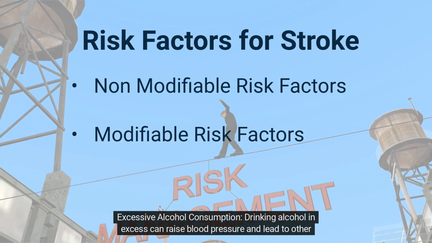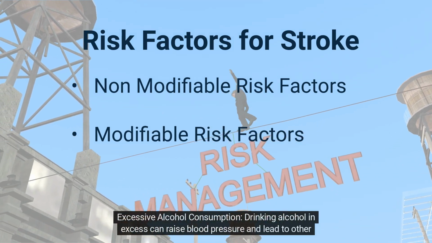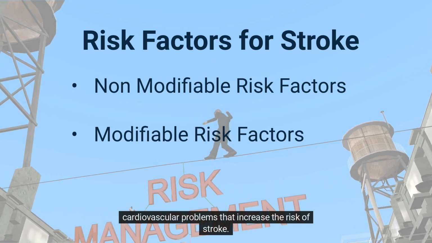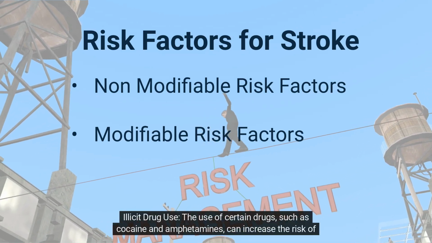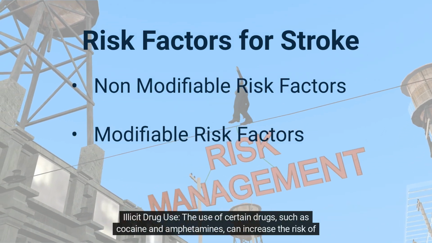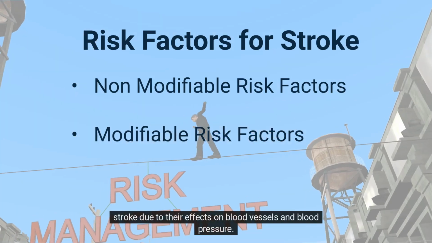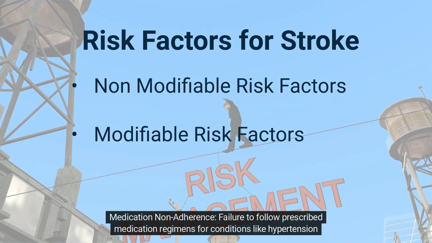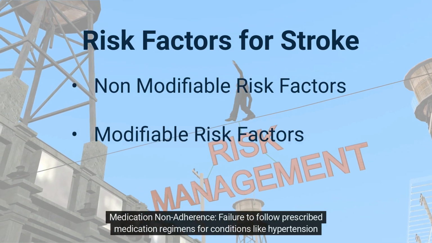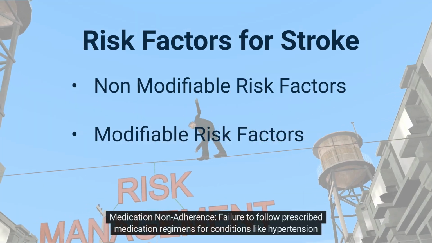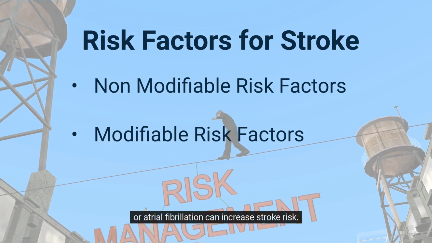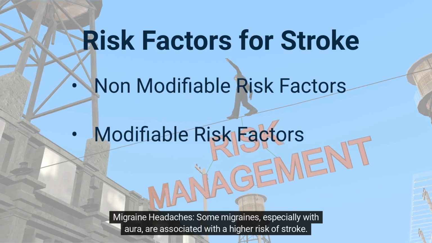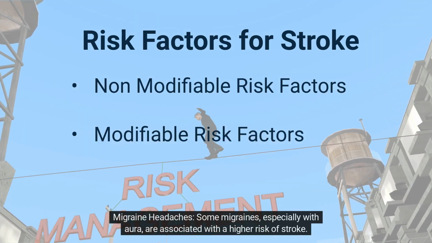Excessive alcohol consumption. Drinking alcohol in excess can raise blood pressure and lead to other cardiovascular problems that increase the risk of stroke. Illicit drug use. The use of certain drugs, such as cocaine and amphetamines, can increase the risk of stroke due to their effects on blood vessels and blood pressure. Medication non-adherence. Failure to follow prescribed medication regimens for conditions like hypertension or atrial fibrillation can increase stroke risk. Migraine headaches. Some migraines, especially with aura, are associated with a higher risk of stroke.